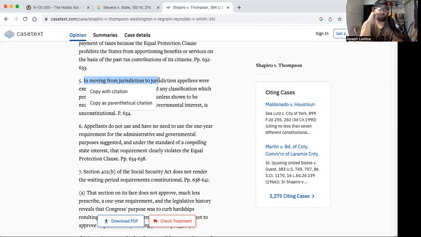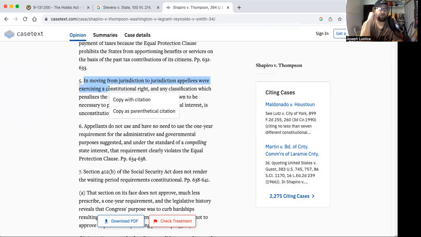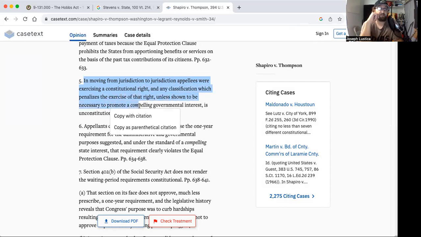And moving from jurisdiction to jurisdiction, appellees were exercising a constitutional right. And any classification which penalizes the exercise of that right, unless shown to be necessary to promote a compelling governmental interest, is unconstitutional. Moving from jurisdiction to jurisdiction.